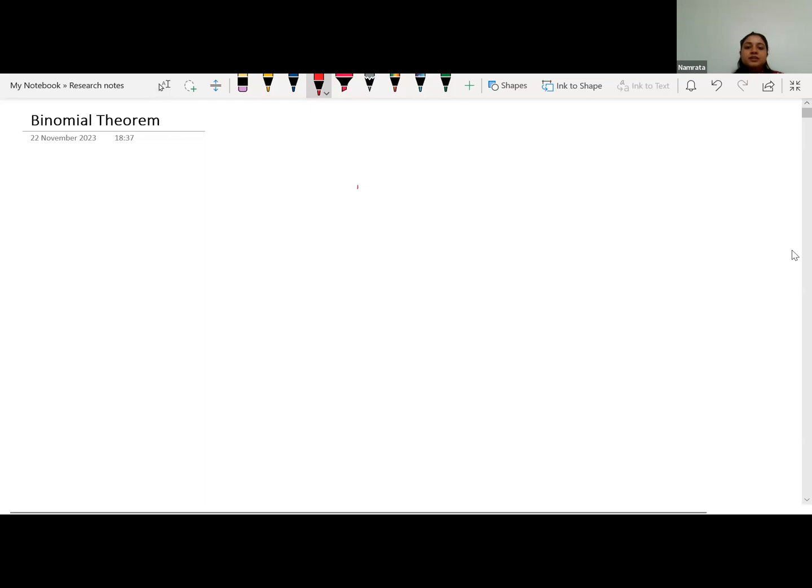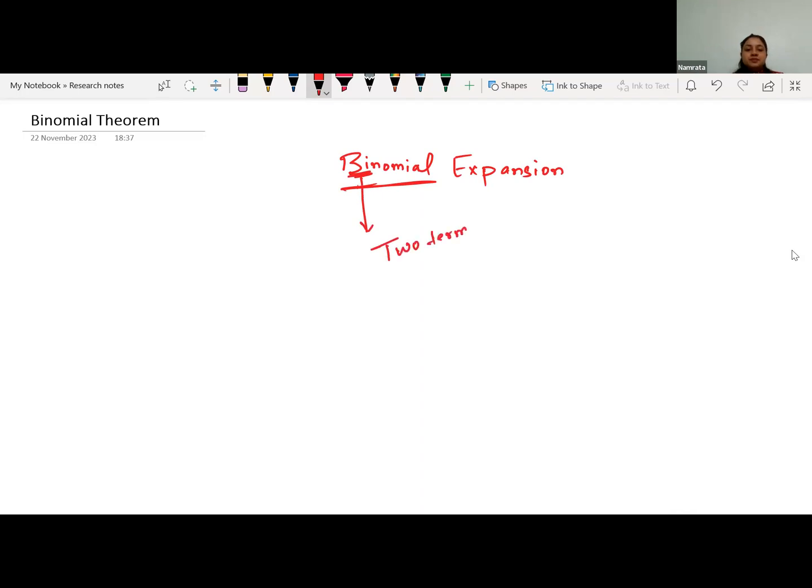So here we will be discussing binomial theorem or binomial expansion. Now, what is binomial? You must have learned the concept of polynomials: binomial, trinomial, quadrinomial, like that. So this "bi" represents two terms, and we are going to learn about the expansion of that in this chapter.